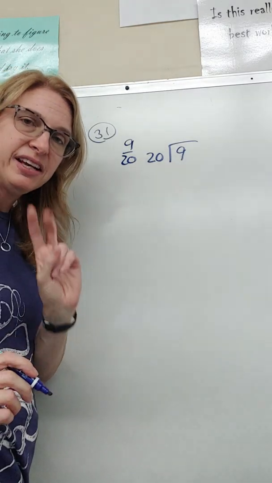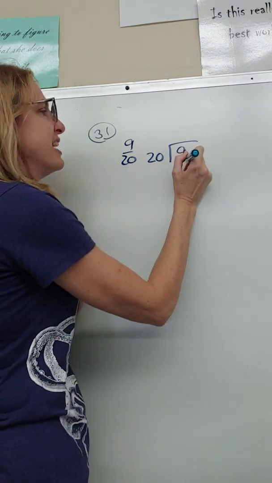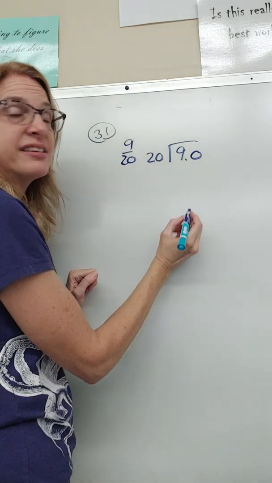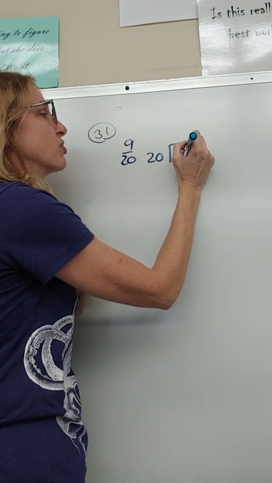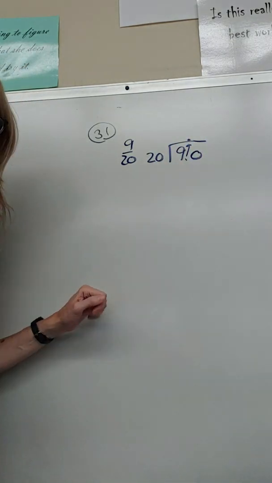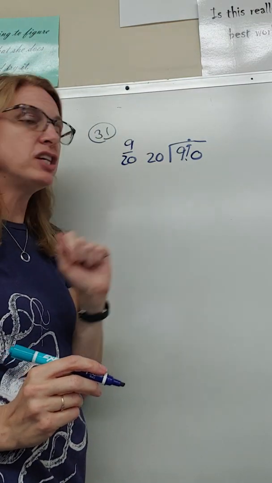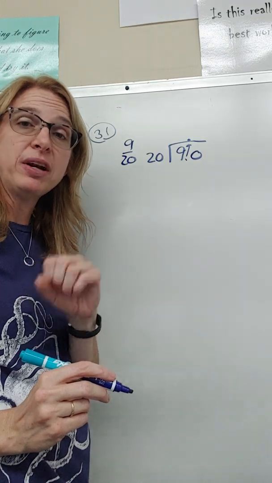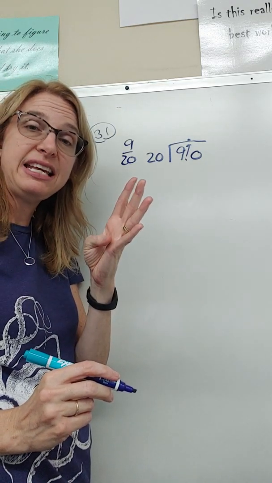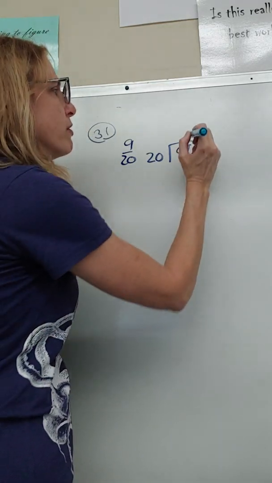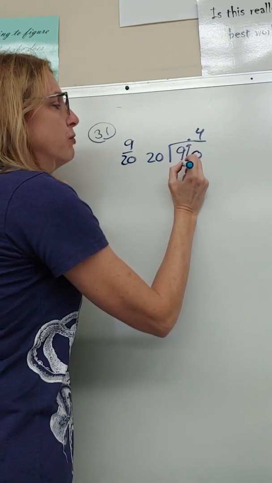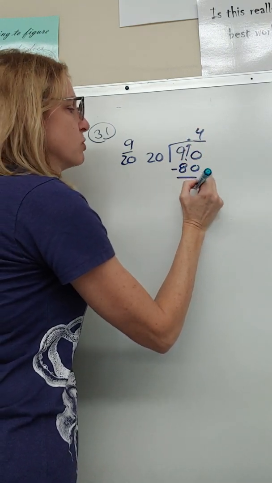That's step 1. Step 2 is what? Put a decimal point and a 0. Step 3, bring the decimal point straight up and divide. Remember, now if you're funky, ignore that decimal here. How many times does 20 go into 90? Count by 20s. 20, 40, 60, 80, 100. So it's going to go in 4 times. 20 times 4 is 80. So I'm going to subtract.